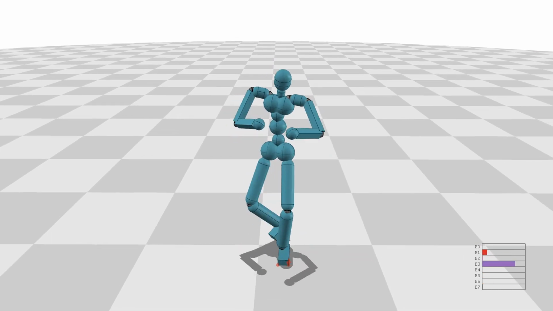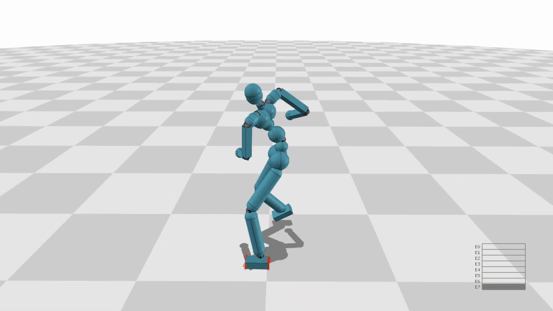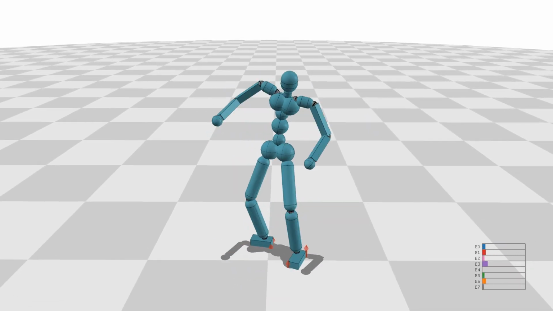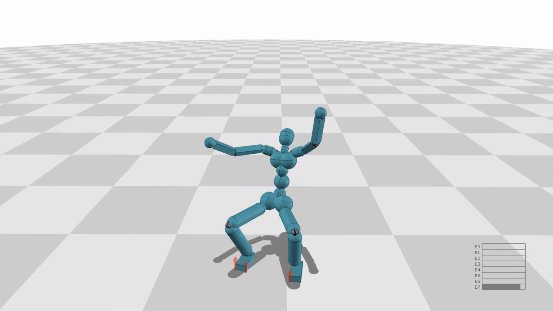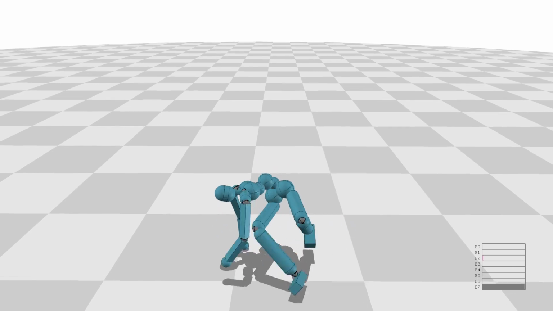The character now switches to a breakdance because of the presence of a transition from the standing node in the motion graph. The red arrows at the contact points on the ground indicate the magnitude and direction of contact forces.